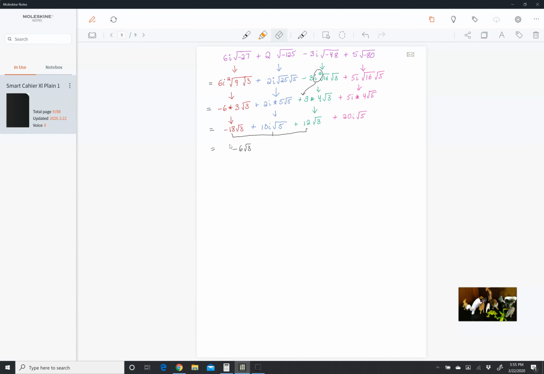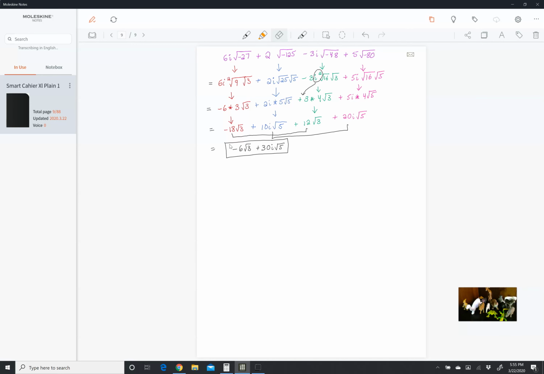And then the 10i root 5 can be combined with the 20i root 5. They're both imaginary on the outside, and they have the same radicand. So this is just plus 30i root 5. And that's our answer. That's it. So that's the simplification of square roots. Okay, let's keep going. Let's do addition, subtraction, division, and multiplication.